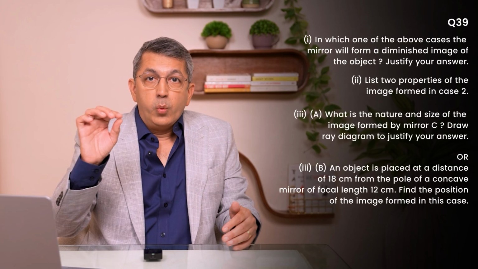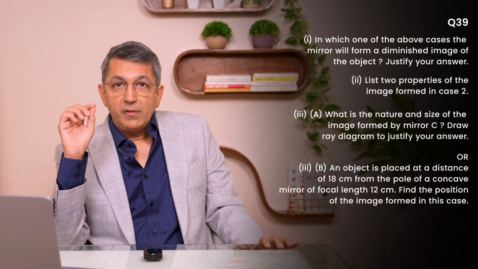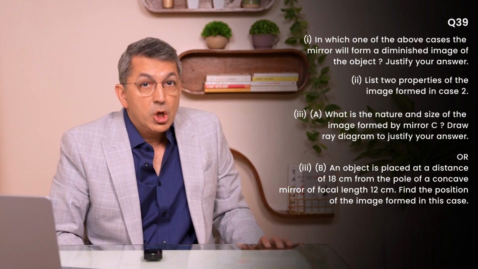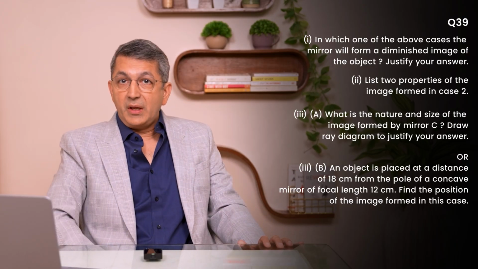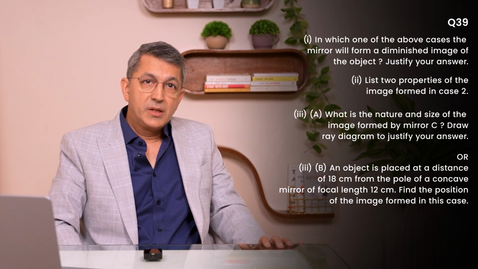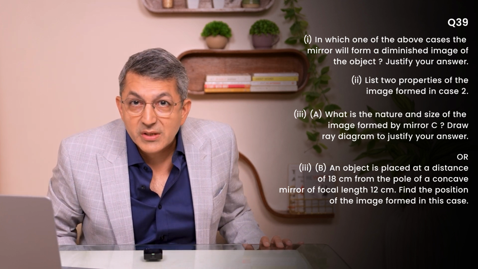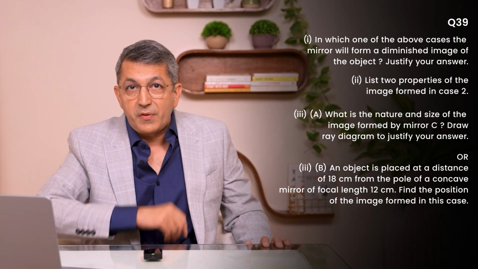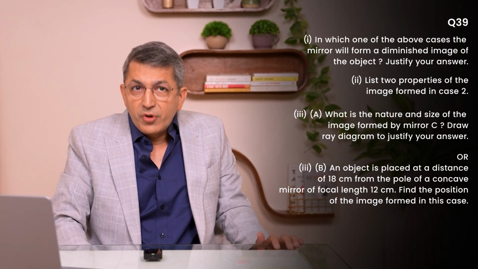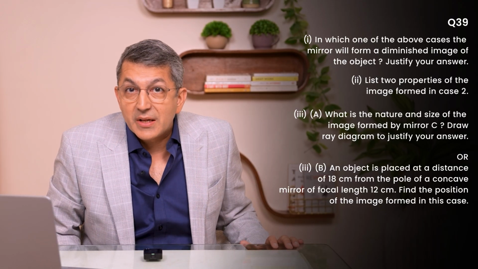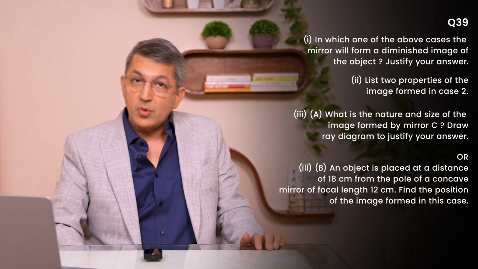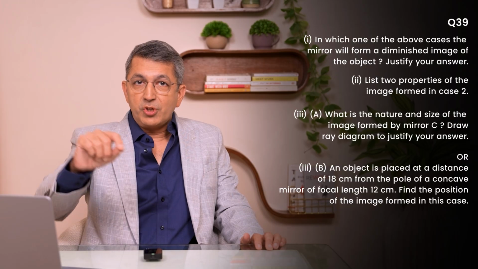1. In which of the above cases the mirror will form a diminished image of the object? Justify your answer. 2. List two properties of the image formed in case 2. 3a. What is the nature and size of the image formed by mirror C? Draw ray diagram to justify your answer. 3b. An object is placed at a distance of 18 centimeters from the pole of a concave mirror of focal length 12 centimeters. Find the position of the image formed in this case.